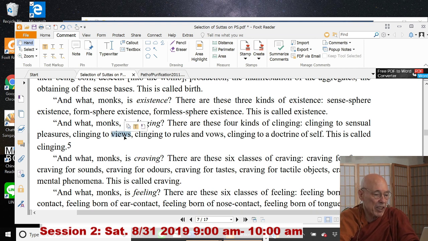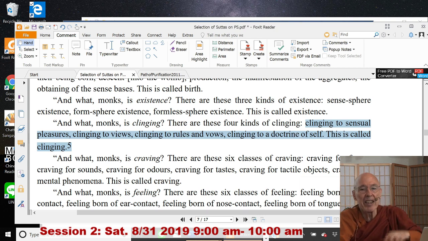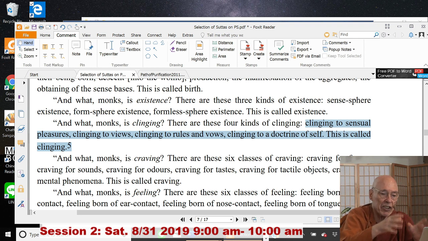And the texts mention, especially as clinging to views, the clinging to the view that there is no fruit and result of good and bad actions. In other words, the view that denies the operation of karma. So these are the four kinds of clinging, and it's through this clinging that one engages in the different karmic activities that direct the stream of consciousness to a new existence.